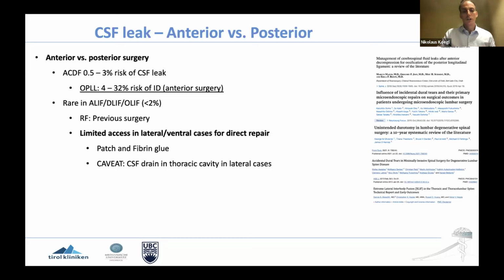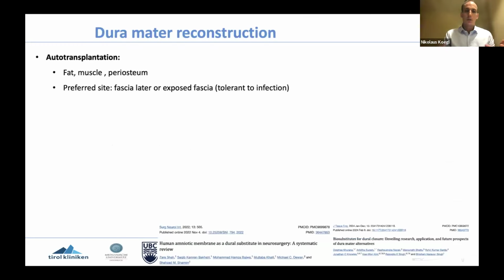Also keep in mind, if you're working around the thoracolumbar junction, the whole CSF may drain into the thoracic cavity, so it might not be apparent to you. What do we have? We talked about it.